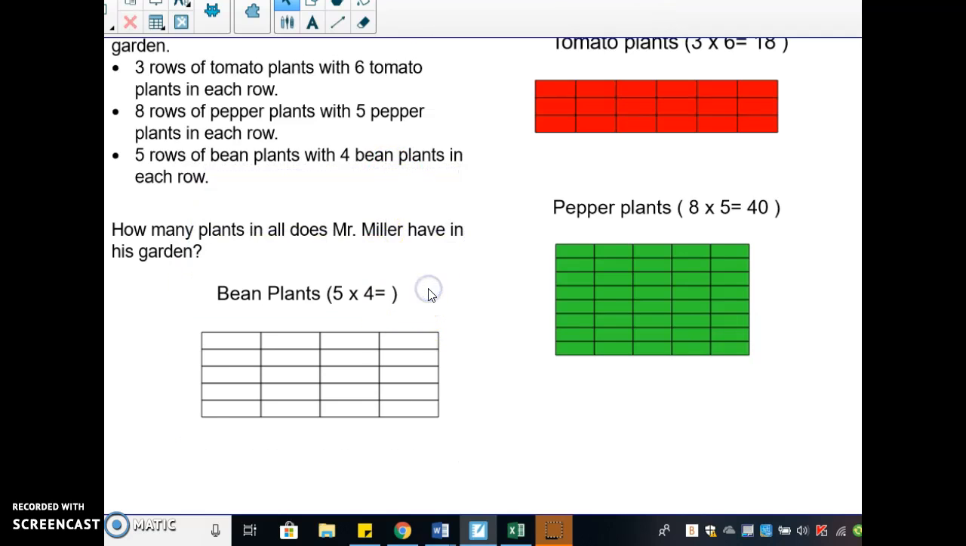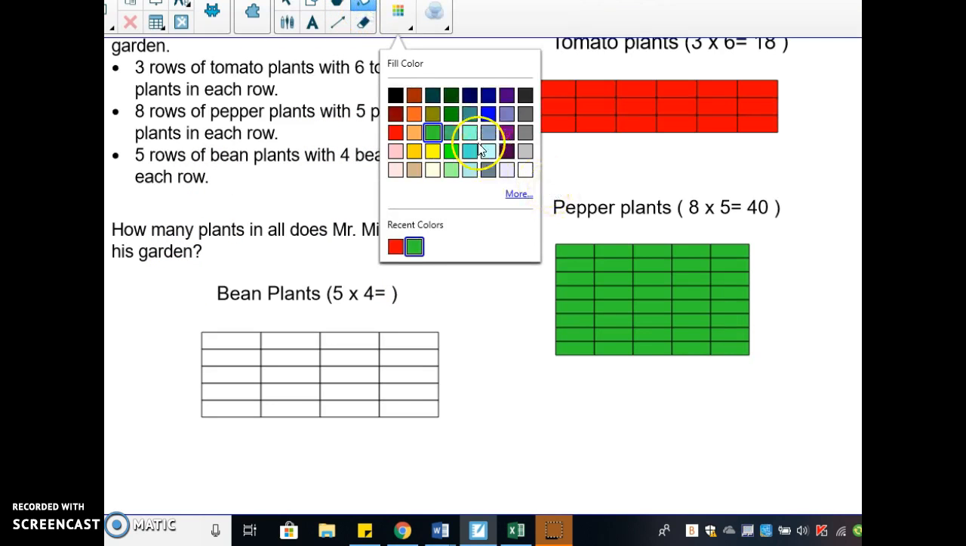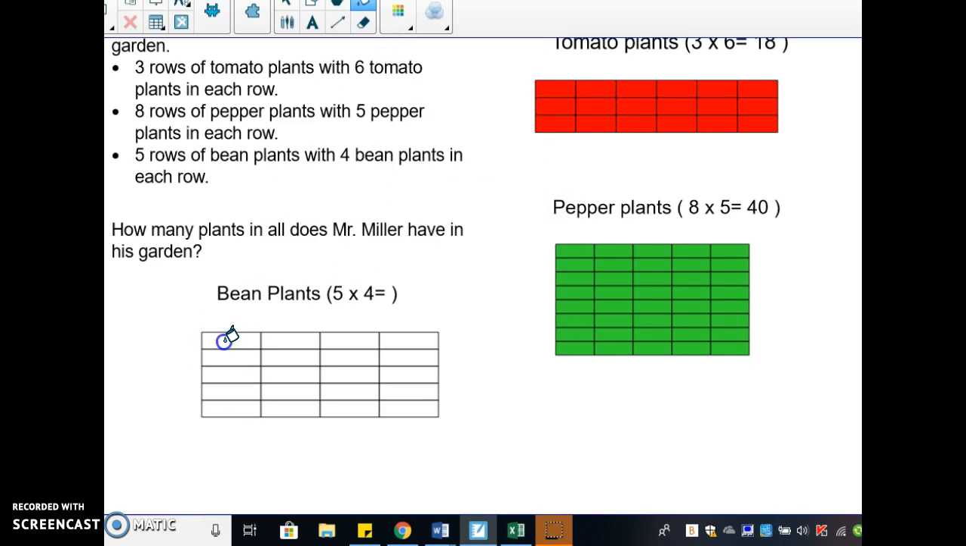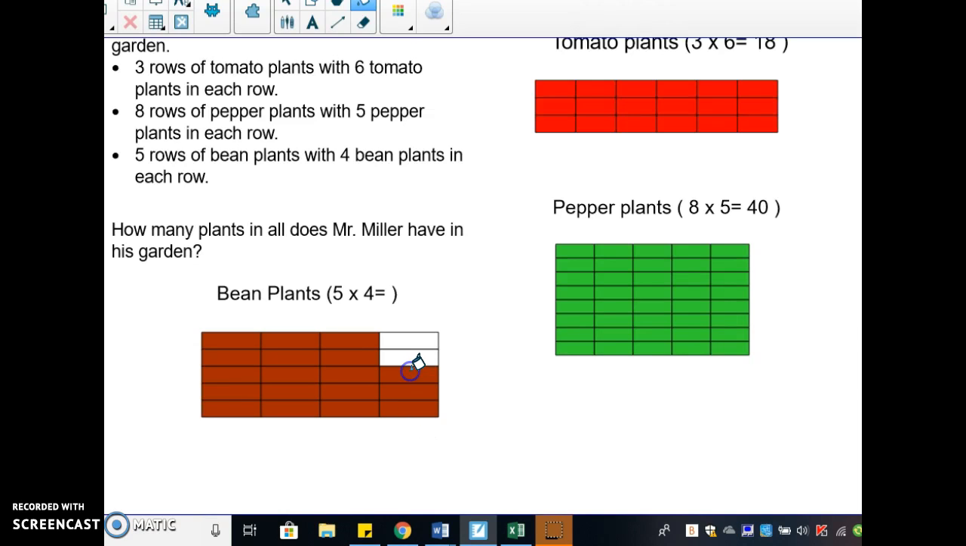Okay, and then I'm also going to count by 5s for this one, and I'm going to use another color this time. So I'm going to go down this way. So 5, 10, 15, 20. So that's 20. 5 times 4 equals 20.